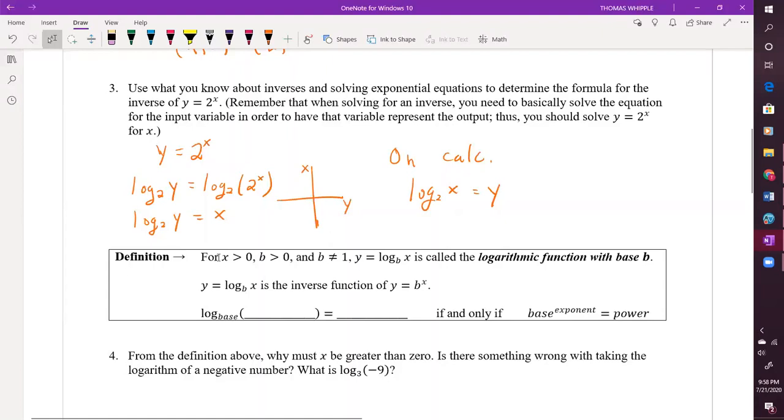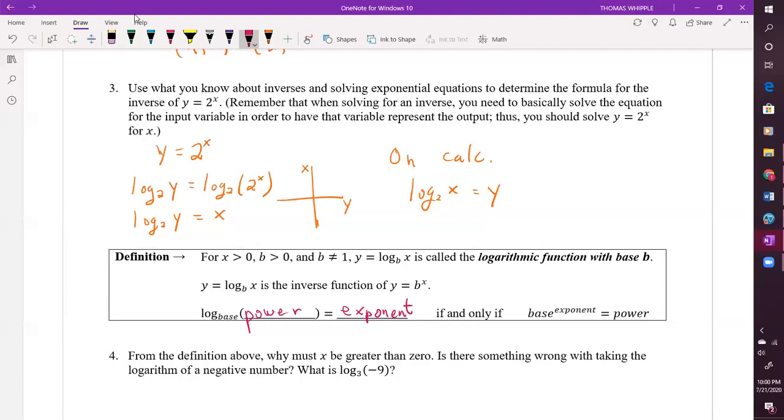So we're still going to have that x needs to be positive, the base needs to be positive, and the base should not equal 1. And if that's the case, then y equals log of x base b is called a logarithmic function with base b. All right. And of course, we write it this way. Let's point out that it is the inverse function of y equals b to the x. And let's remind ourselves that what we're taking the log of is the power, and what we're getting back is the exponent.